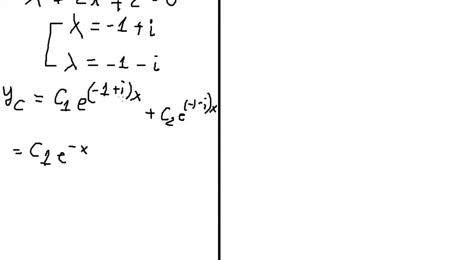With e to the power of is and e to the power of negative is, we can change into sine s and cosine s. So we can write yc equals c1 e to the power of negative s sine s plus c2 e to the power of negative s cos s.